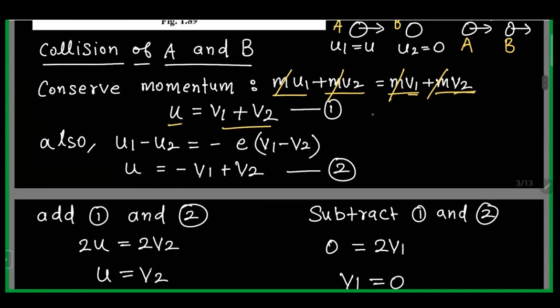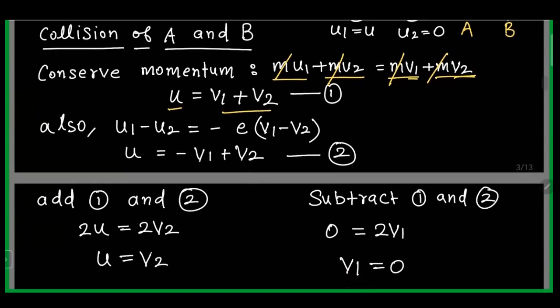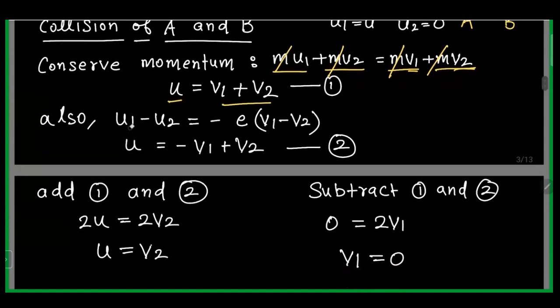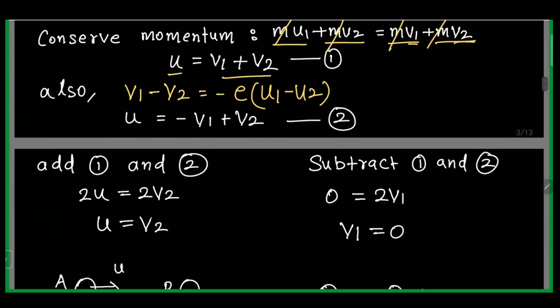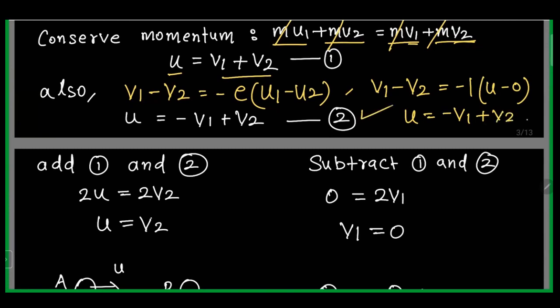Very nice. Then the second equation. The second equation which I gave you was V1 minus V2 equals minus E times U1 minus U2. So this was your second equation. Your value of E is 1, so you will get minus 1 here. Your value of U1 is U and the value of U2 is 0. So you will get U equals minus V1 plus V2. So this is your second equation.